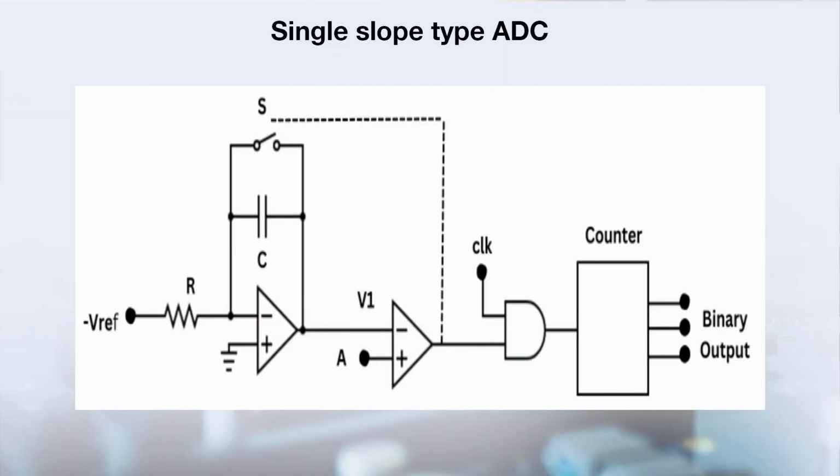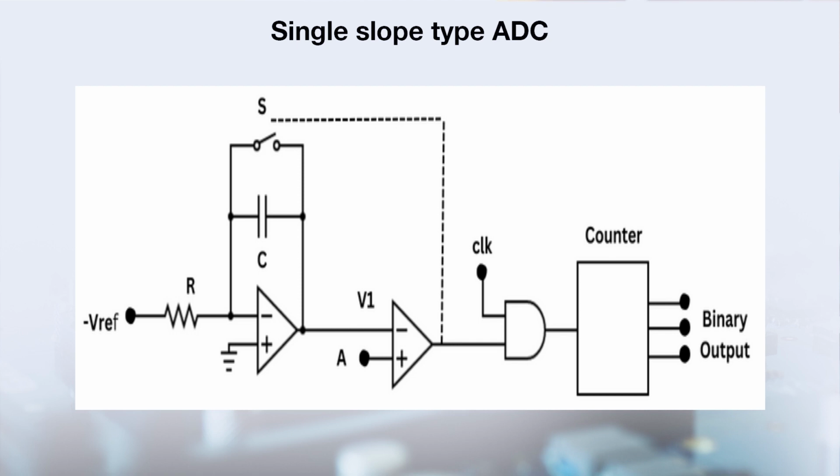Now, let us understand the implementation of this principle with the help of a schematic diagram of single slope ADC. In the beginning, switch S is closed for a small time and the capacitor gets completely discharged. So, output of comparator becomes 0. Also, the counter is reset to 0 using control logic. Now, reference voltage is integrated and compared with analog input voltage.